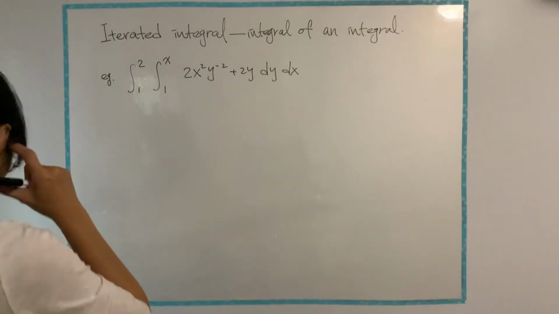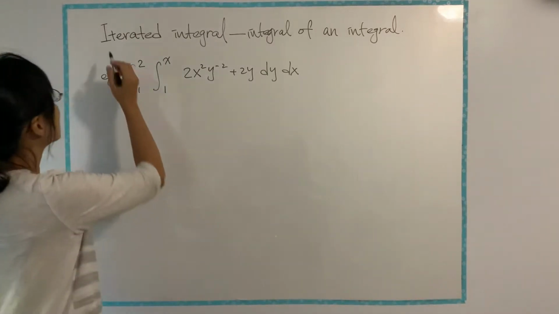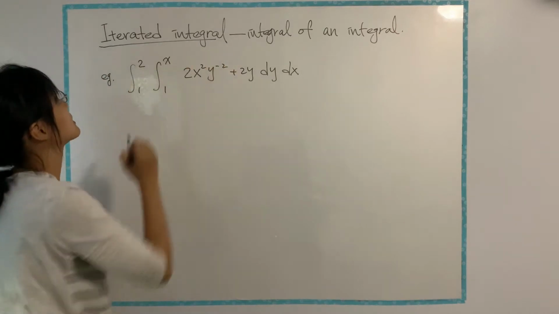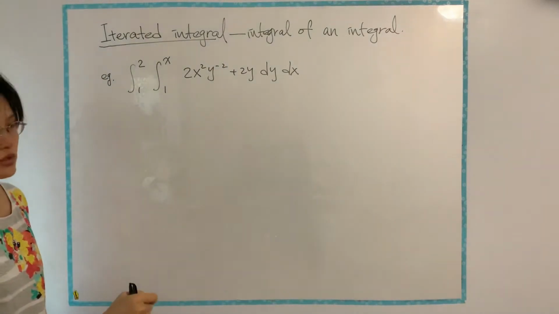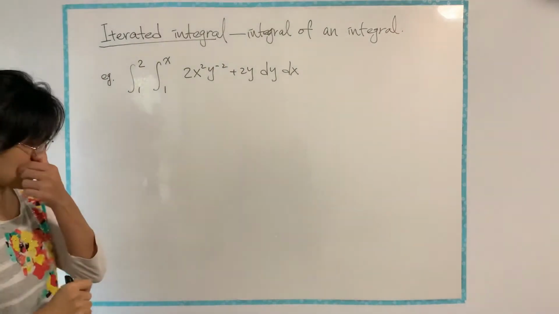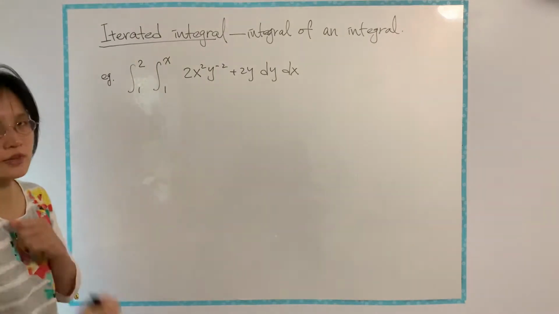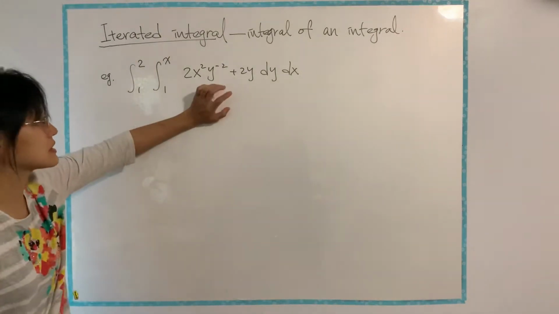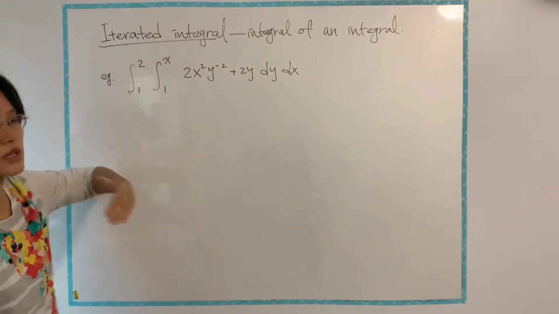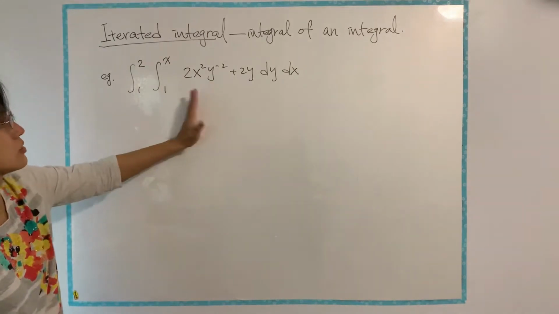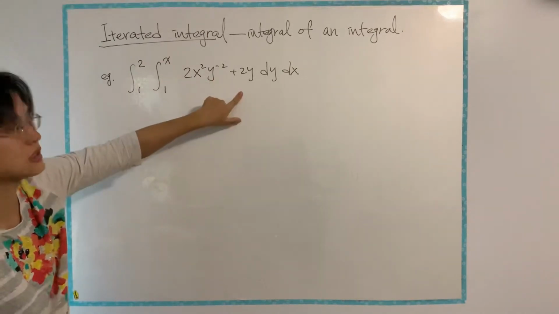Let's look at this new topic, iterated integral. So this means we're gonna do integrals a couple of times, okay? If it's a function of two variables, then we can do the integral twice. So an integral of an integral.